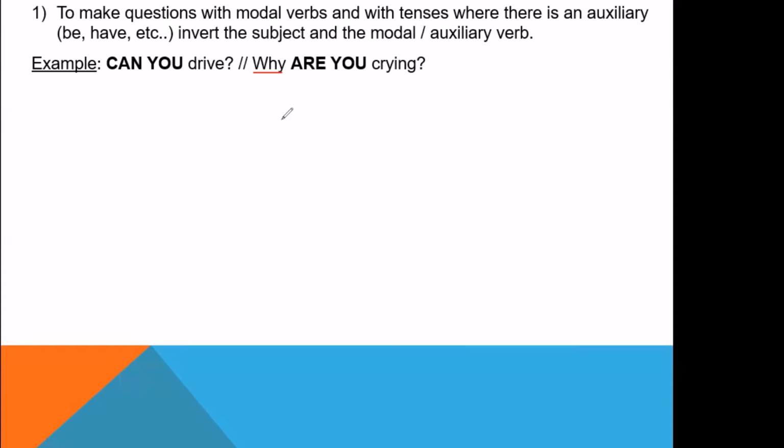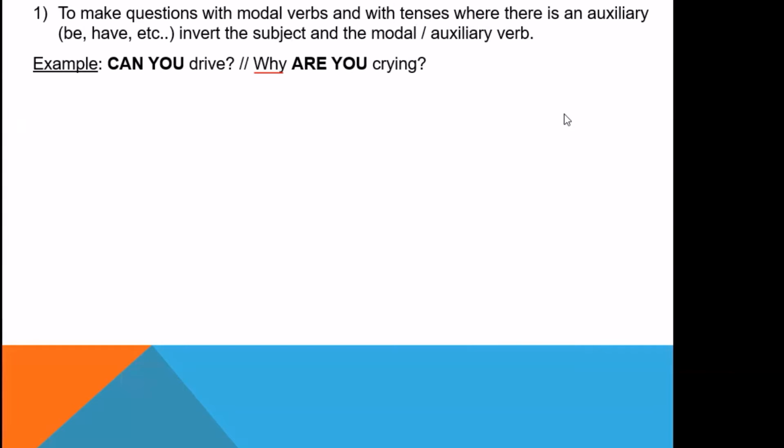So this is the classic first rule for question formation, which is the inversion of the subject and the modal or the auxiliary verb. Highlighting here this idea of yes-no question and double H question, which is very simple.